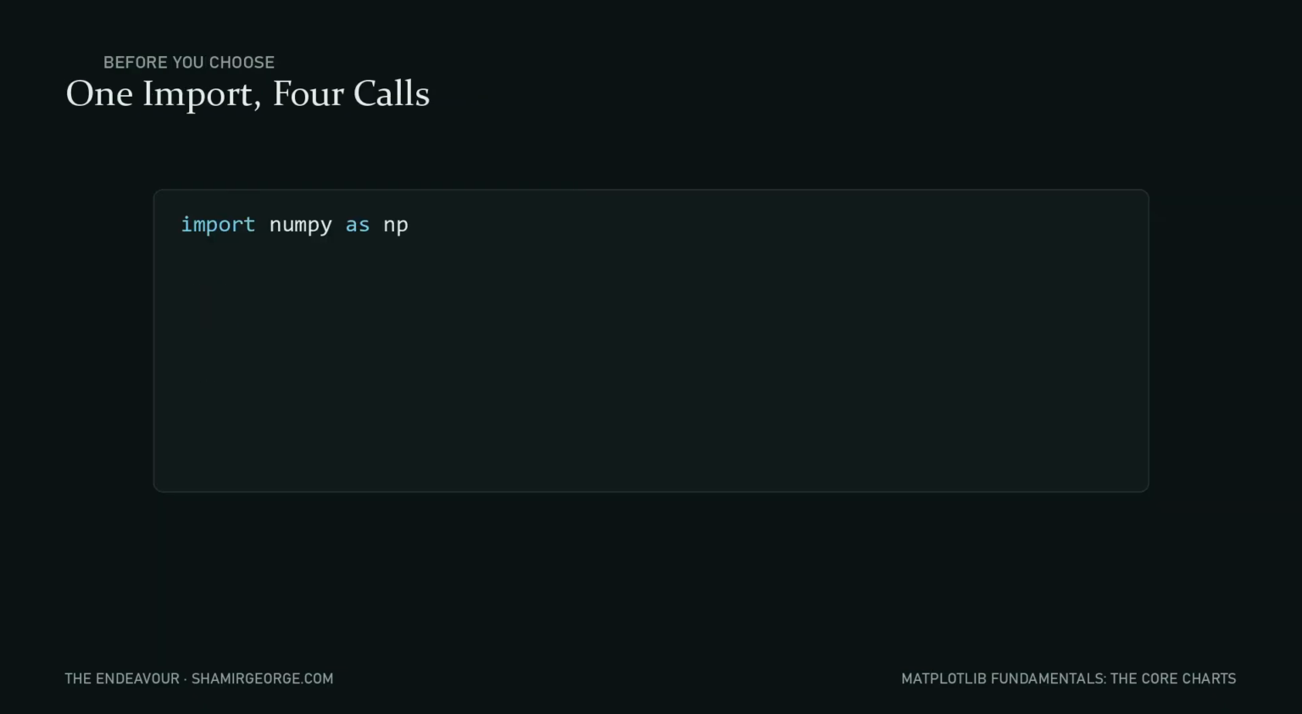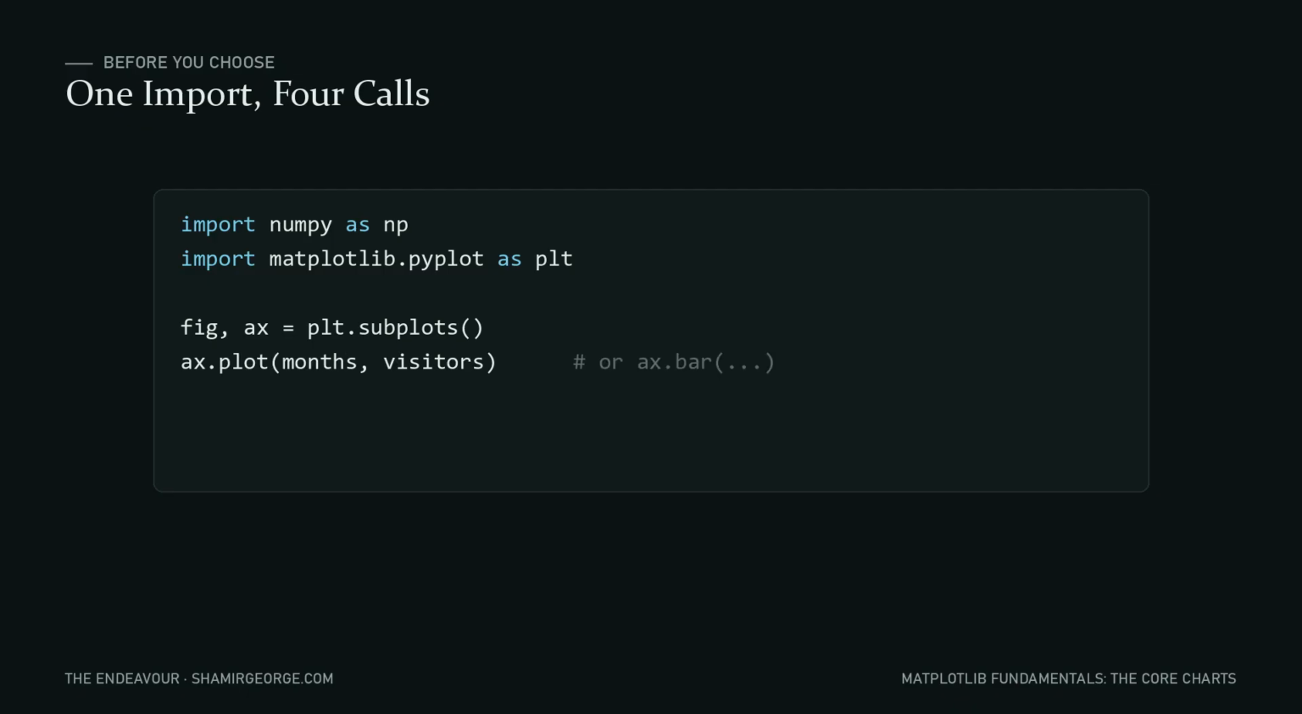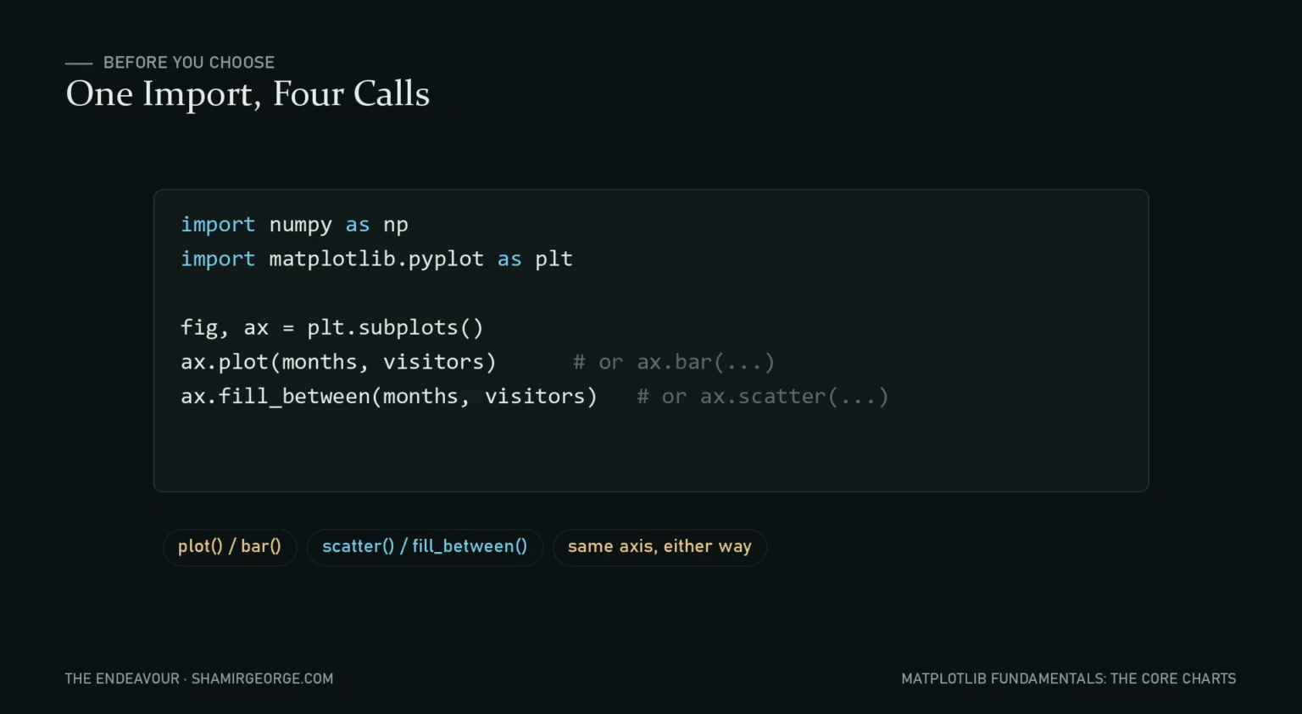The setup never changes. NumPy for the arrays, Pyplot for the figure, subplots for the axis. What changes is a single method called plot for a line, bar for bars, scatter for points, fill between for area. Everything downstream, labels, titles, color, works identically no matter which of the 4 you pick. The choice of chart, that's 1 line of code.